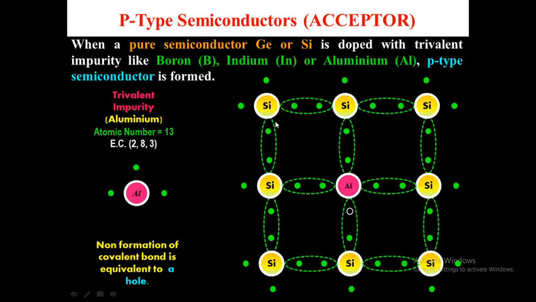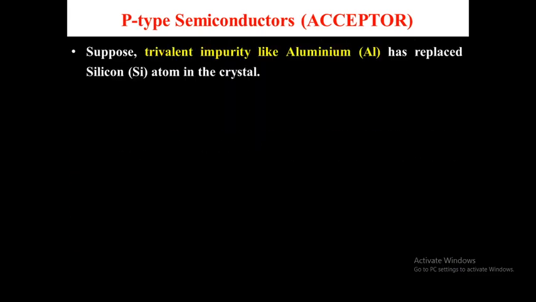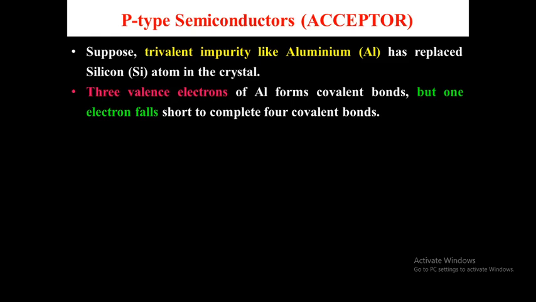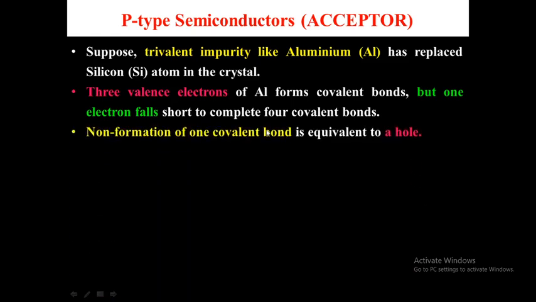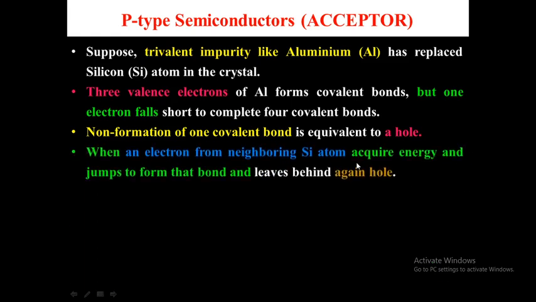Whatever we have drawn in the diagram, now we will see on the slide. Suppose a trivalent impurity like aluminum has replaced silicon. The 3 valence electrons of aluminum form covalent bonds, but 1 electron falls short to complete 4 covalent bonds. So non-formation of one covalent bond is equivalent to a hole. We have already seen this in the diagram. When an electron from a neighboring silicon atom acquires energy and jumps to form the bond, it leaves behind a hole again.